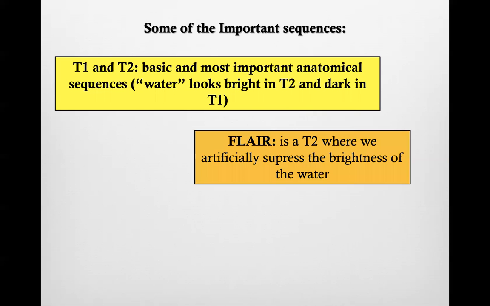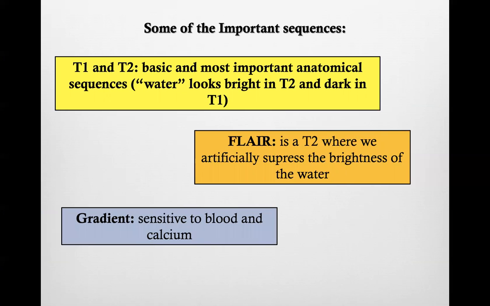And then we have this specific sequence that is called FLAIR that was actually invented for the patients with multiple sclerosis. It is actually very useful to see the pathological process close to the ventricles, so close to the areas of the brain that are full of water, because basically the FLAIR is a T2 sequence where the signal of the pure water is artificially suppressed. So what we are left with is pathological processes. And I will show you some example.